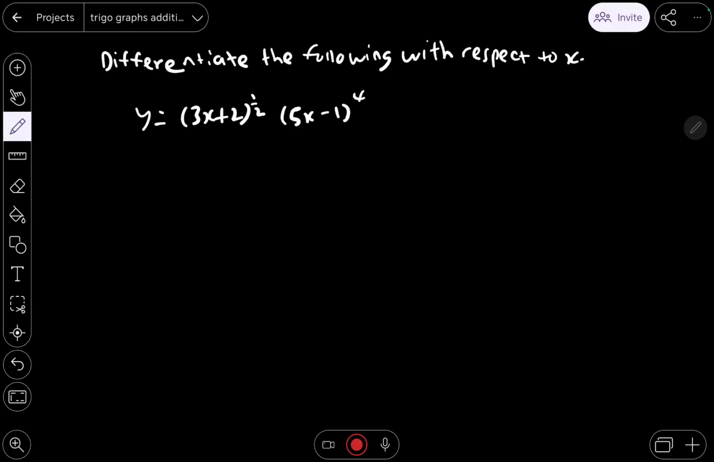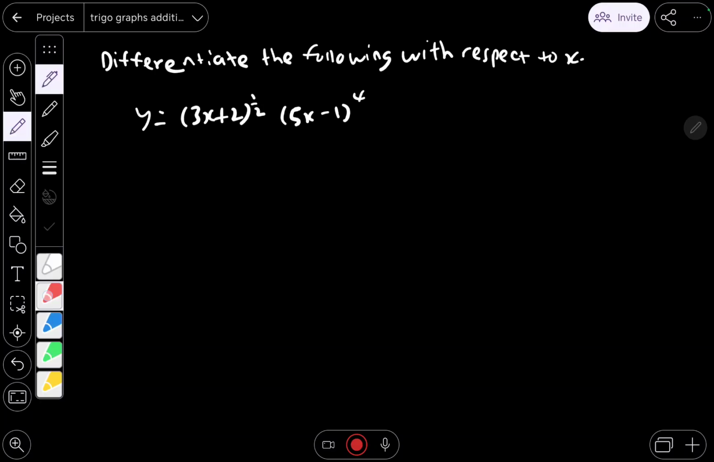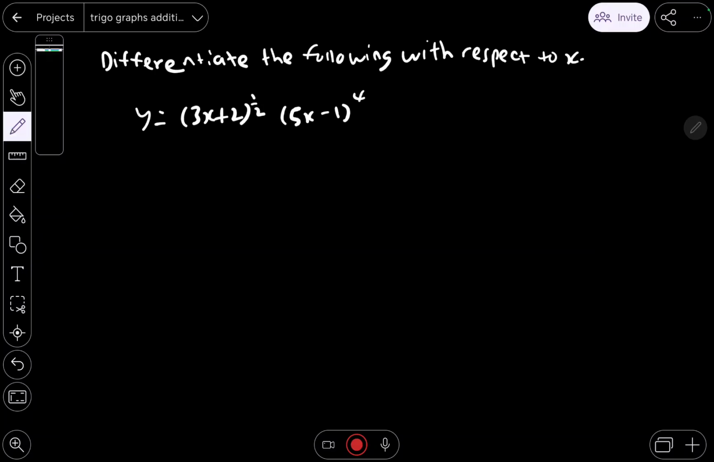Alright, so this question here: differentiate the following with respect to x, where y equals (3x + 2) to the power of half times (5x - 1) to the power of 4. So my first question to you is, what kind of differentiation is this? This is your product rule, right?